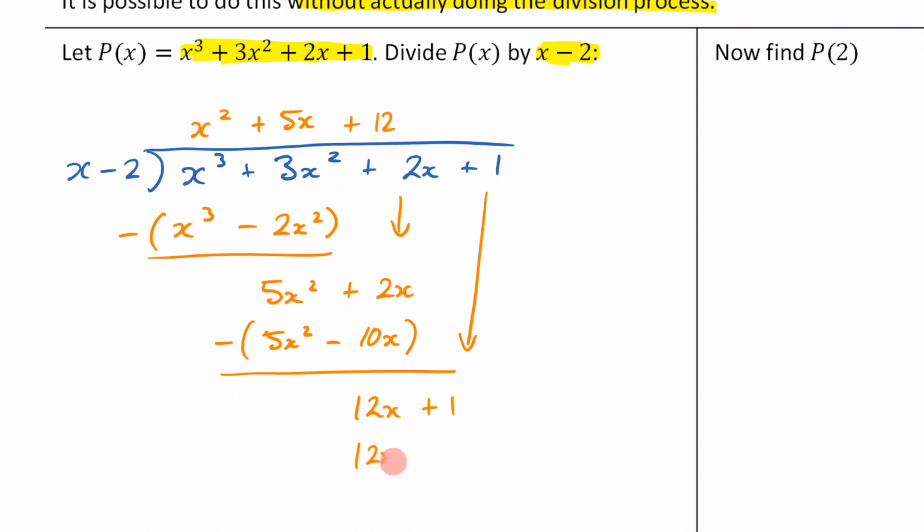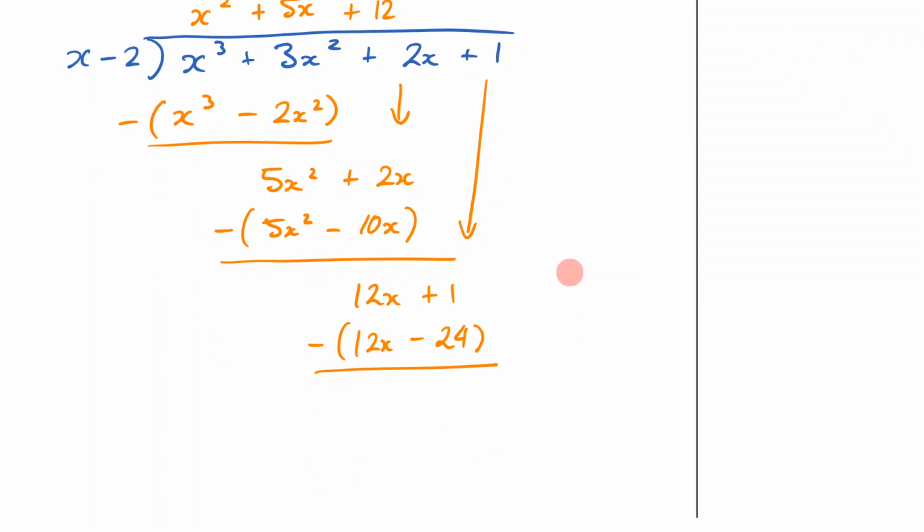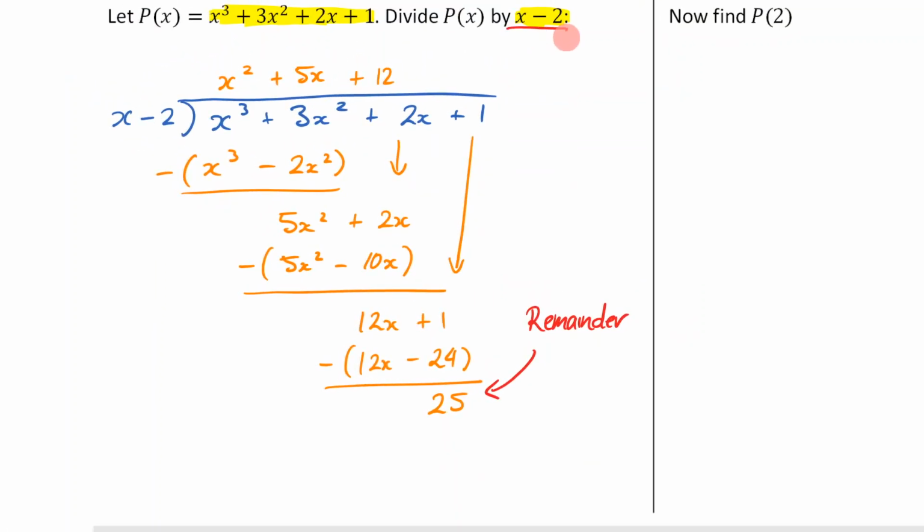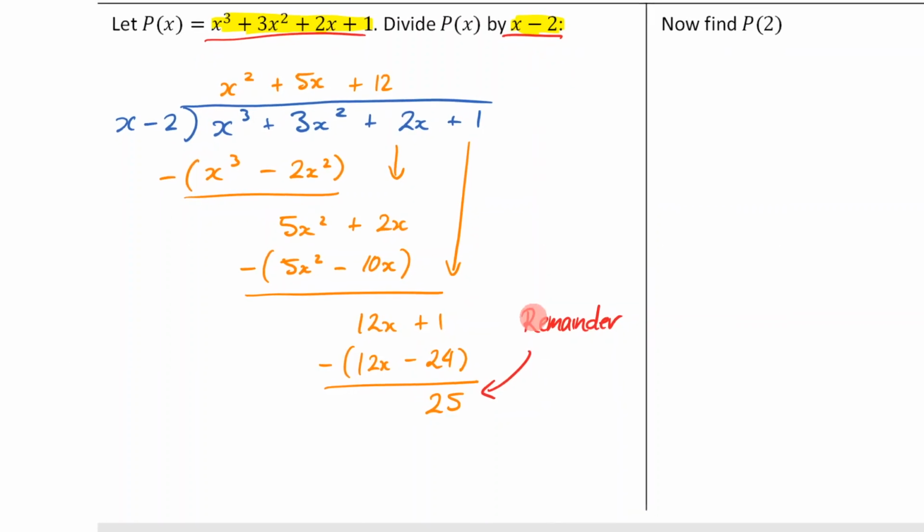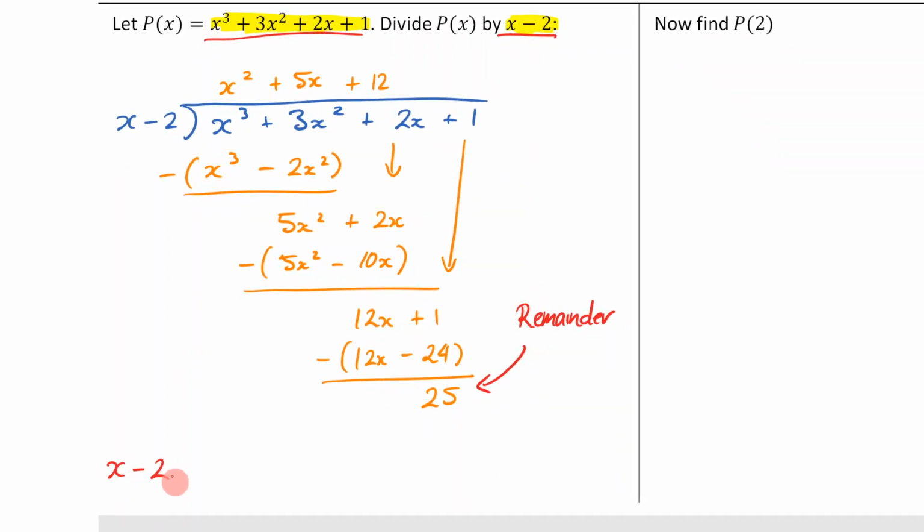Then I'm going to get 12x minus 24, bracket, bracket, minus. And I'm going to end up with 25. So that means I get a remainder of 25 out. So this right here is my remainder. And because I got a remainder of 25, what does that tell me about my linear expression and my cubic? Well, it tells me that x minus 2 is not a factor of p of x because I got a remainder out. If I got a remainder of 0, that means it is a factor, but it didn't.